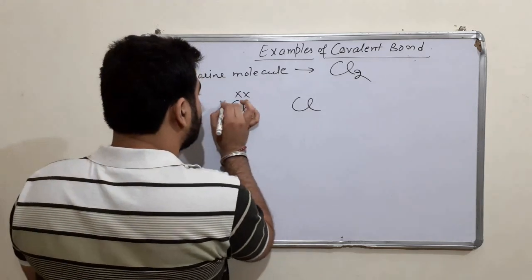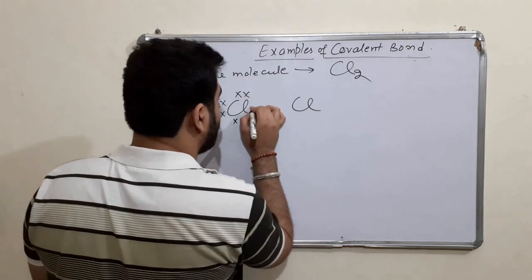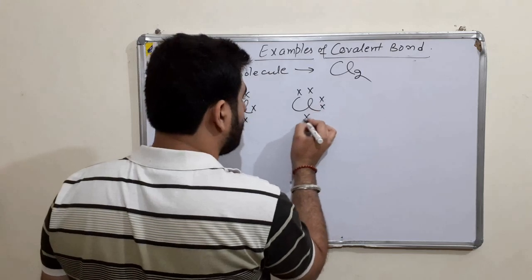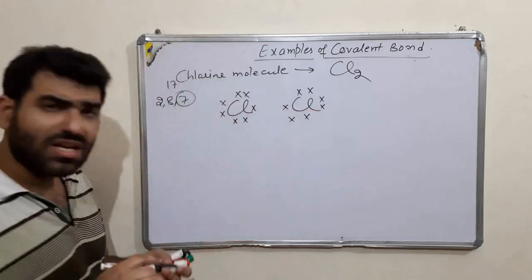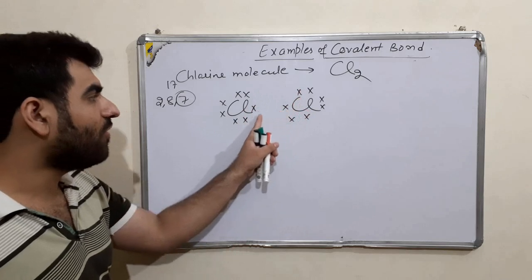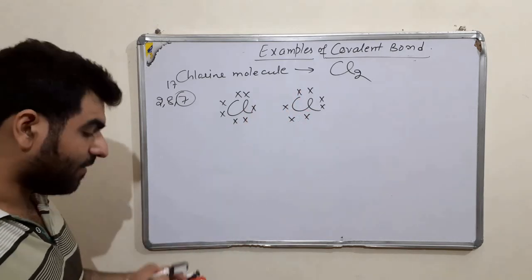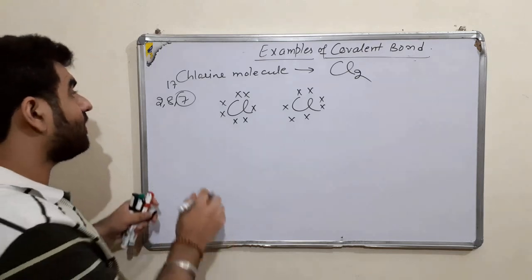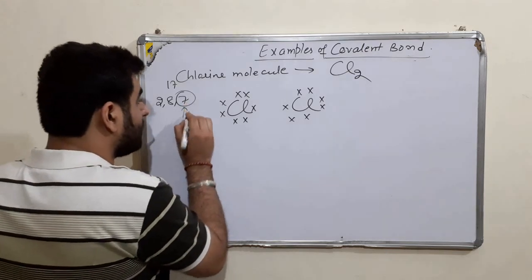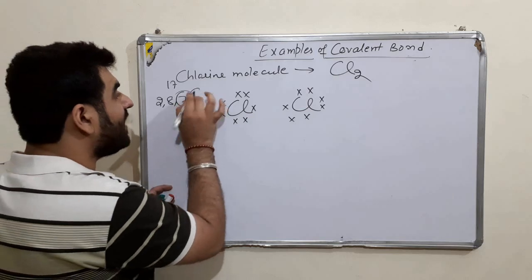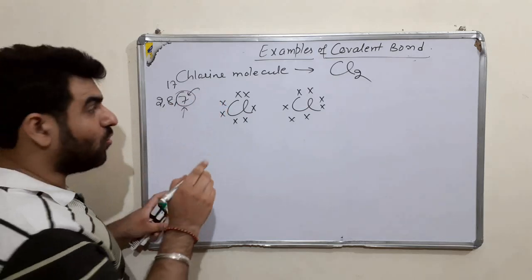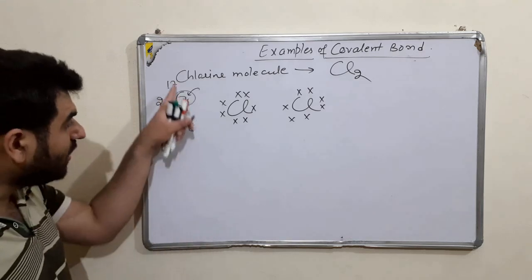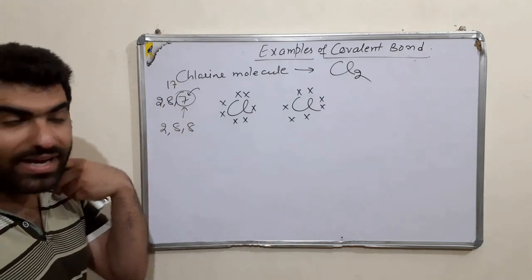So this is 1, 2, 3, 4, 5, 6, 7. And 1, 2, 3, 4, 5, 6, 7. This electron cannot go over here. This electron cannot move here. Now, see the terms that they use is, this chlorine, this last shell, how many electrons can it accommodate? Only one more. Only one more to make it like 2, 8, 8.